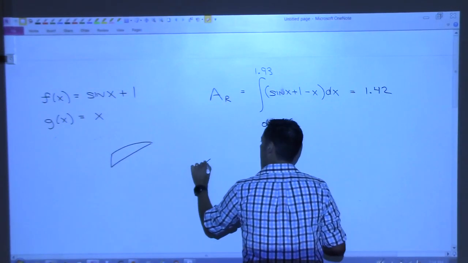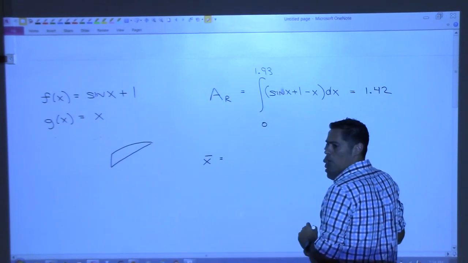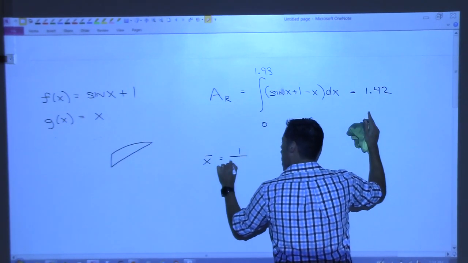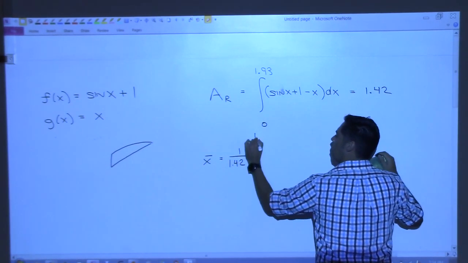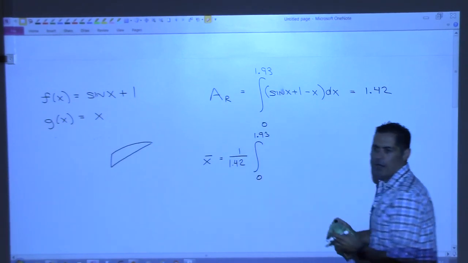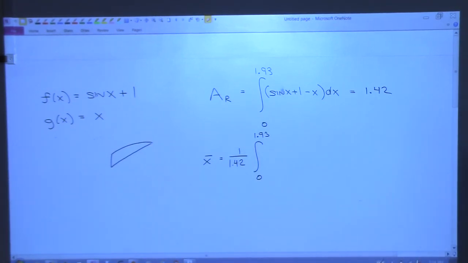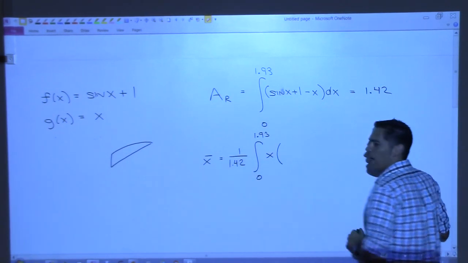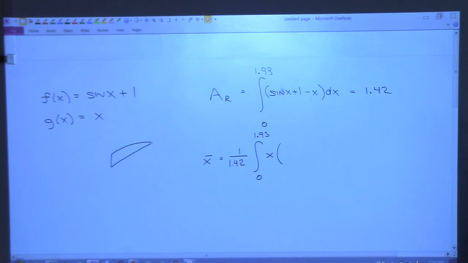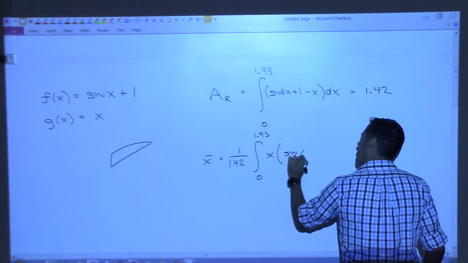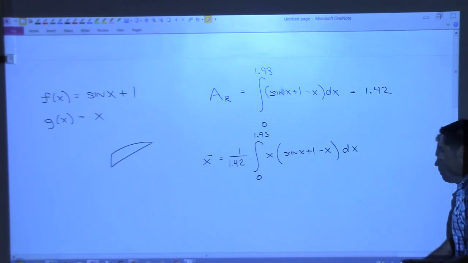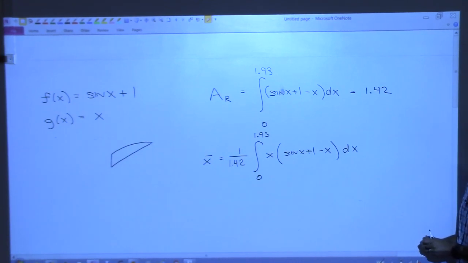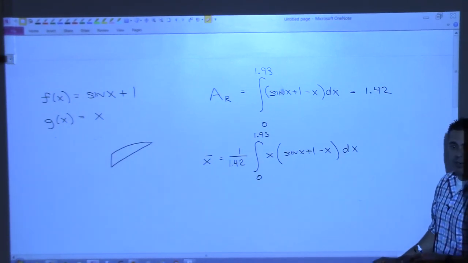X bar, which will be 1 over the area, 1 over 1.42, integral from 0 to 1.93, right? And then what? X times the top function minus the bottom function again, right? So sine x plus 1 minus x dx. Am I moving too fast or are y'all getting this? I'm using the computer because I don't want to take our time integrating.